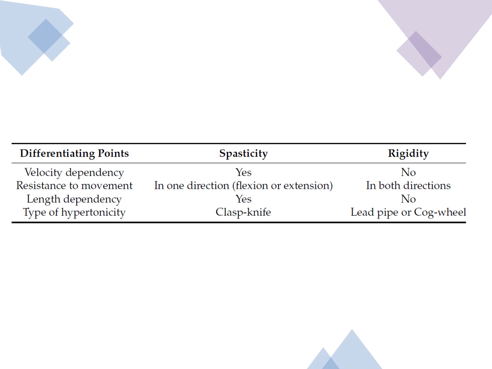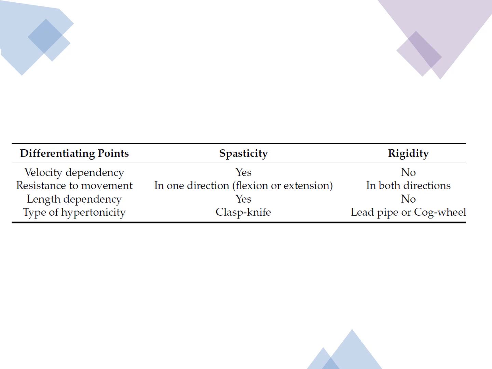Spasticity is velocity dependent. Only if you do rapid passive stretching of the muscles will you feel this spasticity, whereas in rigidity, the rapidity of passive movements doesn't affect the resistance. Also, spasticity is length dependent. When muscles are at a shorter length, or in a contracted phase, you will feel more resistance, and once the muscles are stretched, the resistance will be lost. Whereas in rigidity, the resistance will be equal at different lengths of the muscle.